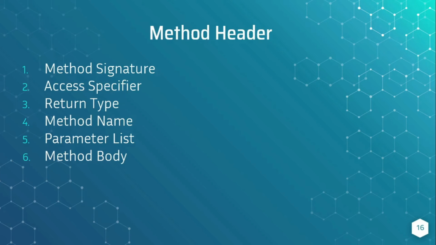Fifth, we have the parameter list. It is the list of parameters separated by a comma and enclosed in a pair of parentheses. It contains the data type and variable name. If the method has no parameter, leave the parentheses blank. Then last, we have the method body. It is a part of the method declaration. It contains all the actions to be performed. It is enclosed within a pair of curly braces.